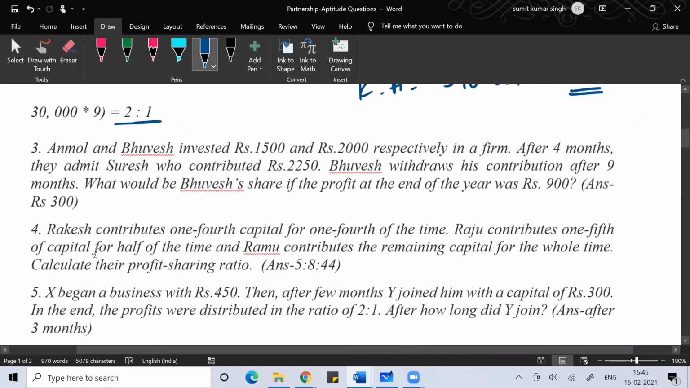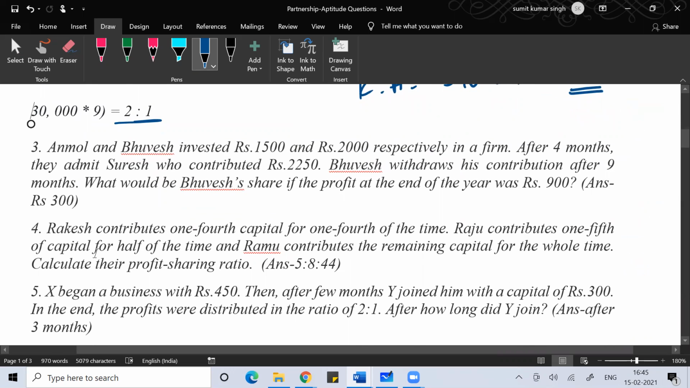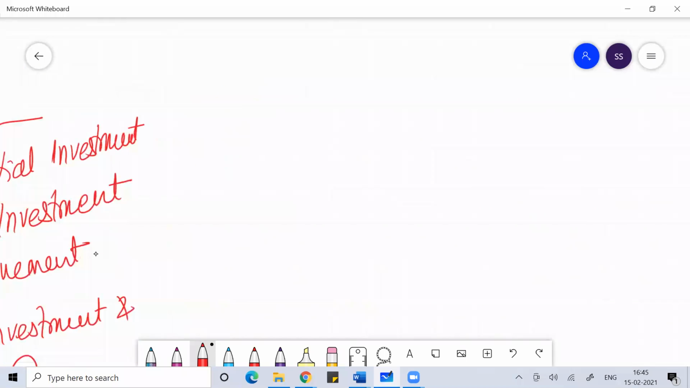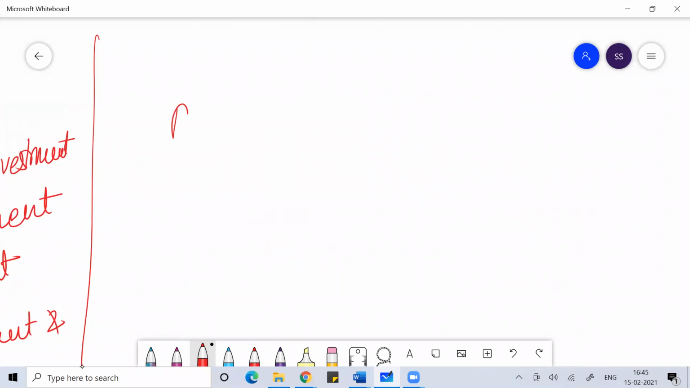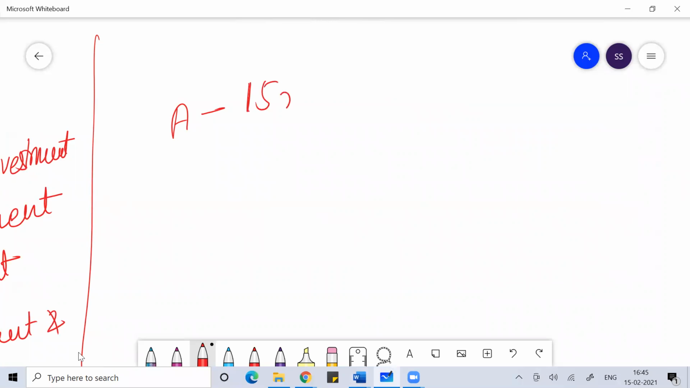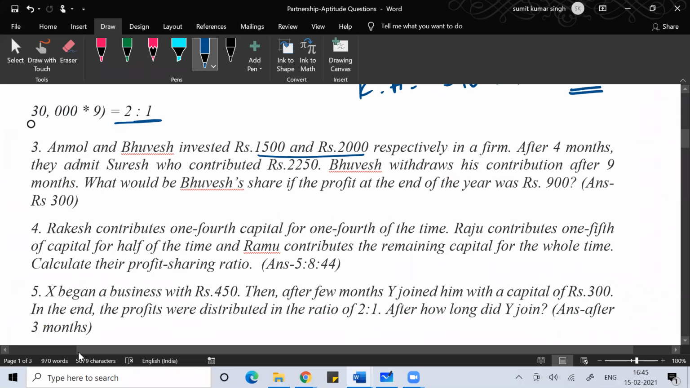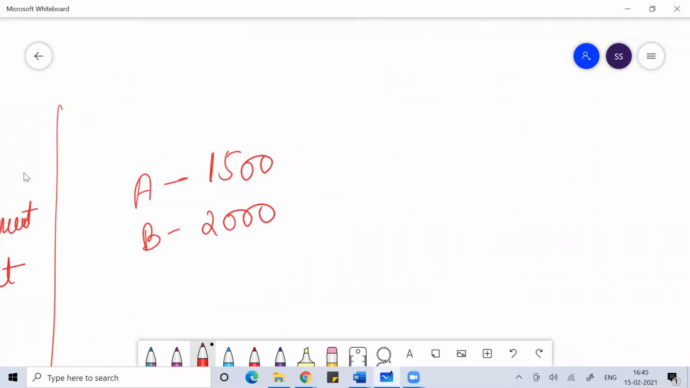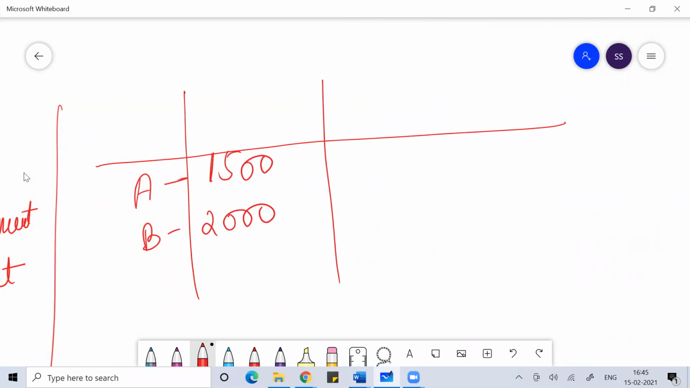Okay, now you can see this question number third. Anmol and Bhuvesh invested 1,500 and 2,000 respectively into the business. Anmol has done investment of 1,500. Bhuvesh has done investment of 2,000 rupees. So this is their initial investment.